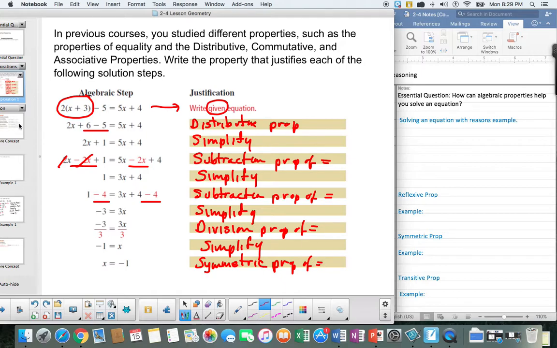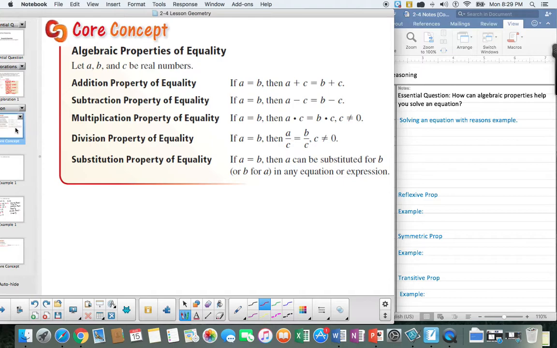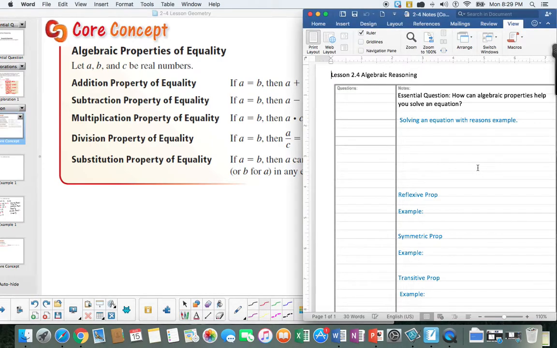Okay, let's go ahead, and here's the list of all of them. I don't have any room on your notes to write them all down, and I really think you know them all, so I don't think it's really necessary that we do that. You can see that on the notes, I'm going to want you to solve an equation with reasons example. I'm doing several examples, so you pick one eventually, and you write down all the steps and all the reasons like I did. And the rest of the vocabulary is reflexive, symmetric, and transitive.